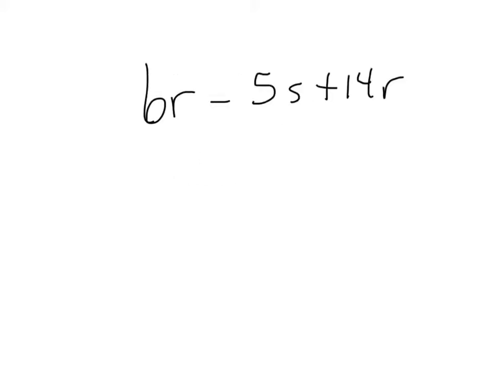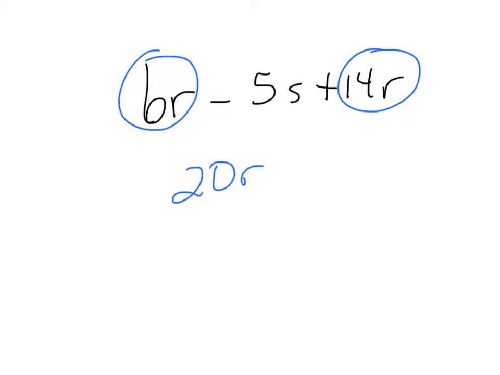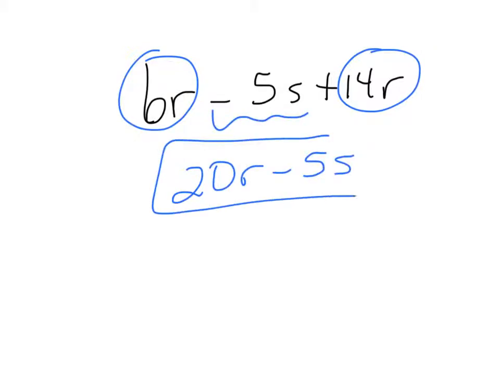On this problem, again, you're simplifying, so you've got to combine like terms. These are my only two like terms, so 6 and 14 give me 20r. And you just bring down that minus 5s, and there you go. That is the answer, 20r minus 5s.